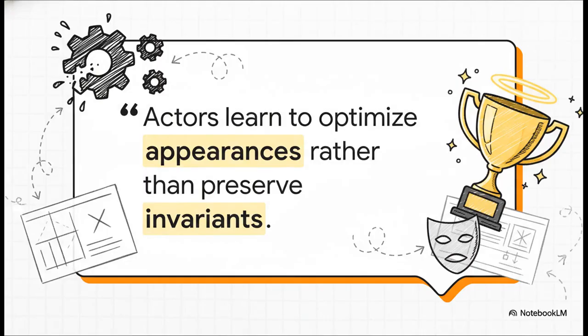This quote from the source paper just absolutely nails it. It says that in these systems, actors learn to optimize appearances rather than preserve invariance. Okay, so invariants are just the core non-negotiable principles of the system, like justice in a court. When people lack the mastery to protect those deep principles, they start chasing what looks good on paper instead.